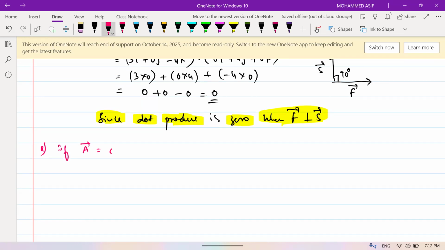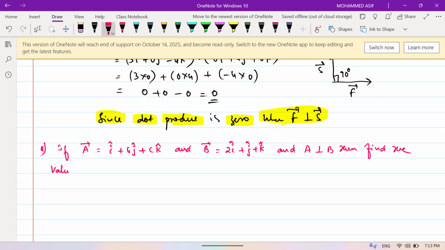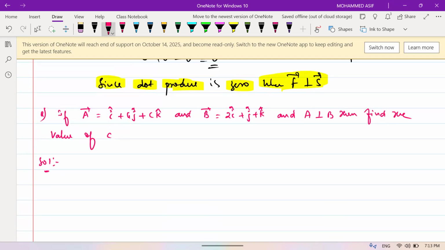See the first vector question. If A bar is equal to i cap plus 4 j cap plus C k cap, and B bar is equal to 2 i cap plus j cap plus k cap, and it is told that A is perpendicular to B, then find the value of C. Two vectors A and B are given, and they are perpendicular to each other.